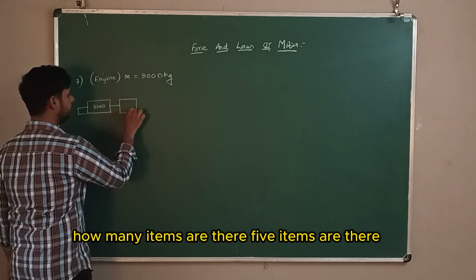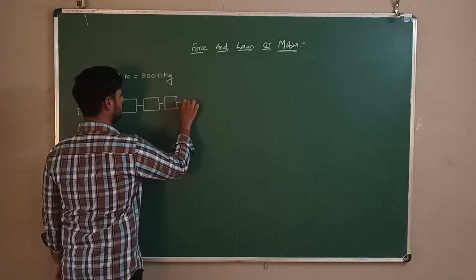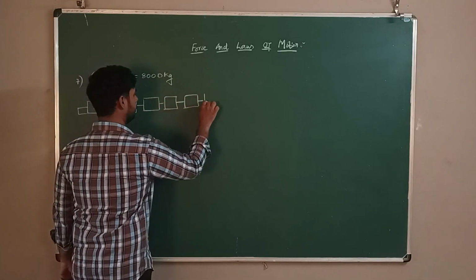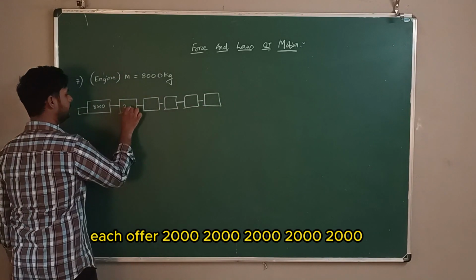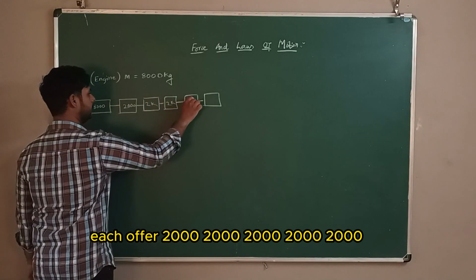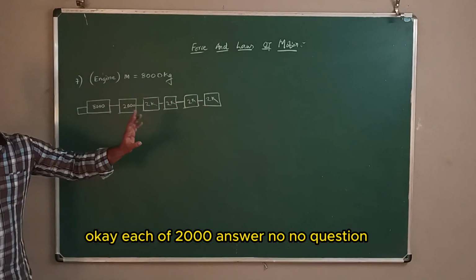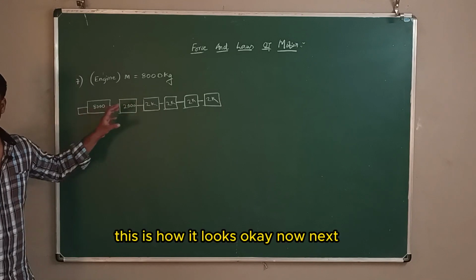How many wagons are there? 5 wagons are there, each of 2,000: 2,000, 2,000, 2,000, 2,000. Understood or no question? This is how it looks. Okay, now next.